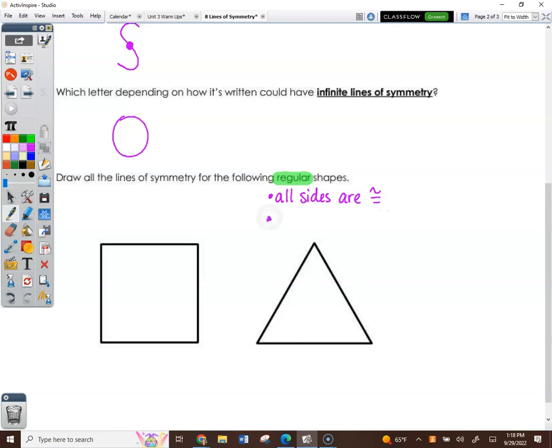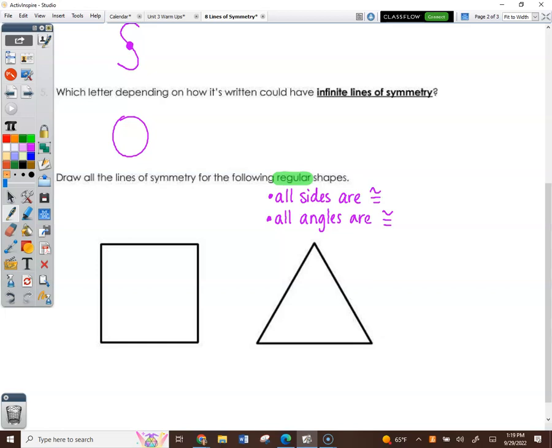Two, all angles are congruent. The term I tend to say here is it's pretty. It is a pretty shape because everything is symmetrical about it. It's not some oblong triangle, it's a perfect shape. All the sides match in length, all the angles match in measure. It's called regular. And it is very easy to read over that word and forget that it just gave you a ton of information.